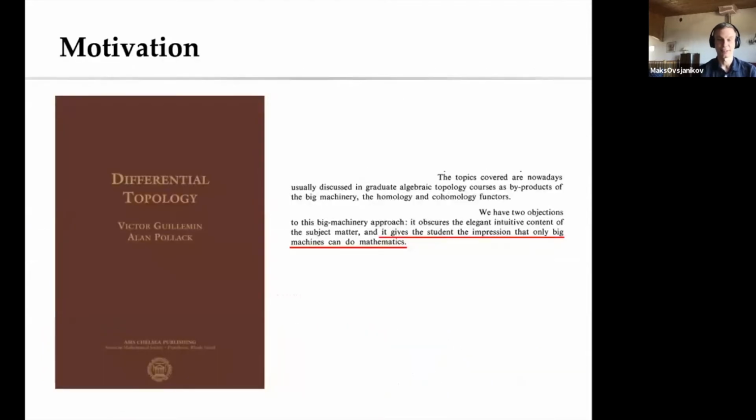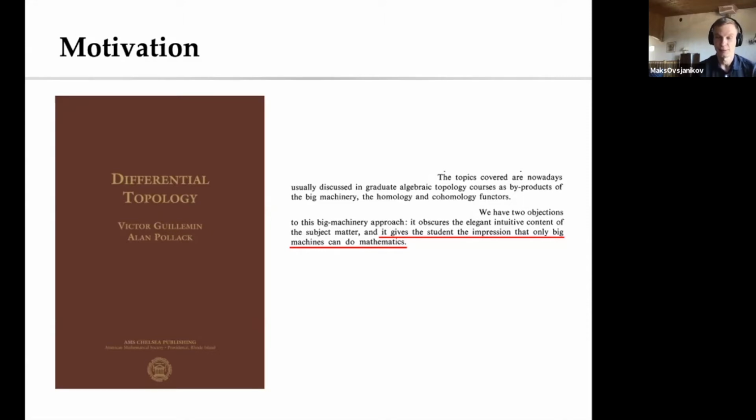So I'd like to start my talk with a quote from a book that has been quite influential for me. It's a book on differential topology. And in the preface to this book, the authors give this explanation, and they say that the topics covered in it are usually covered in graduate algebraic topology courses as byproducts of the big machinery, the homology and cohomology functors. And there are two objections to this big machinery approach. First, it obscures the elegant intuitive content of the subject matter, and it gives the student the impression that only big machines can do mathematics.